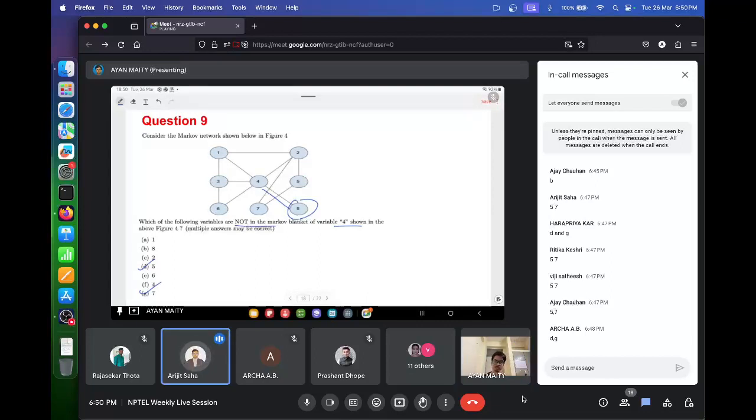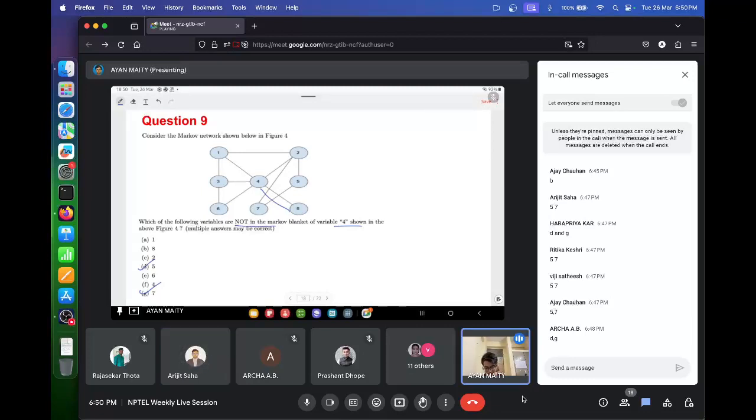So the question is, in the Markov blanket of variable 8, which of the following is not connected. Only the neighboring nodes will be in the Markov blanket. Only the neighboring nodes form the Markov blanket. All the other variables are not in the Markov blanket. For 8, there is only one edge to 4, isn't it? Yes. So the Markov blanket of 8 is only 4. That's it. 5 and 7.